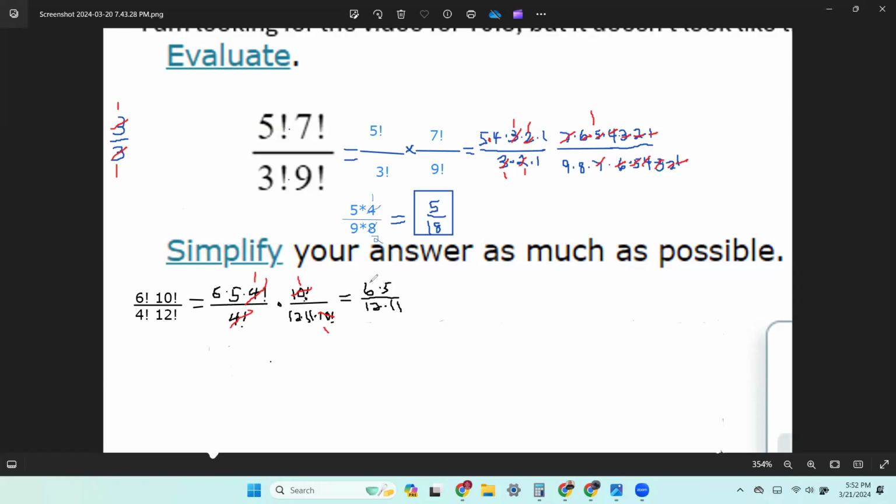Okay, so here 6 goes into itself one time, and in here twice. So up at the top, all we got left is a 5. 5 times 1. And then at the bottom, it's 2 times 11, or 22. And since there's no common factor between 5 and 22, then this is in simplest form.